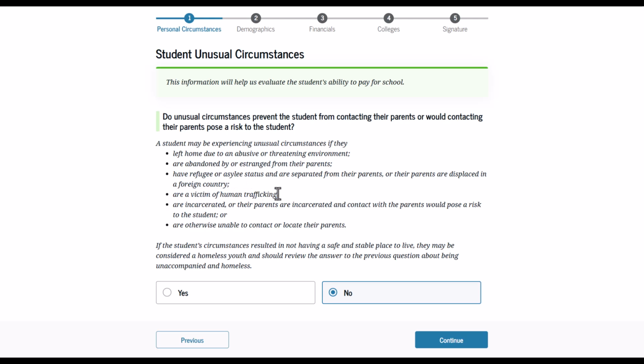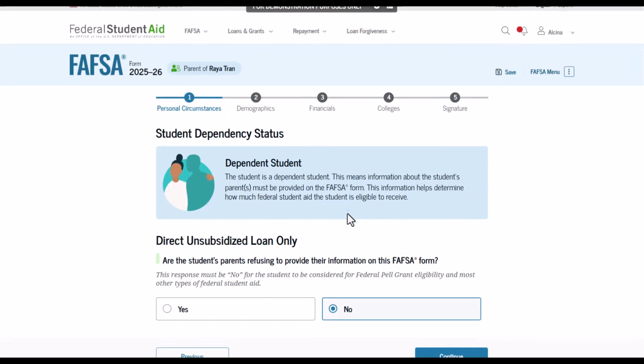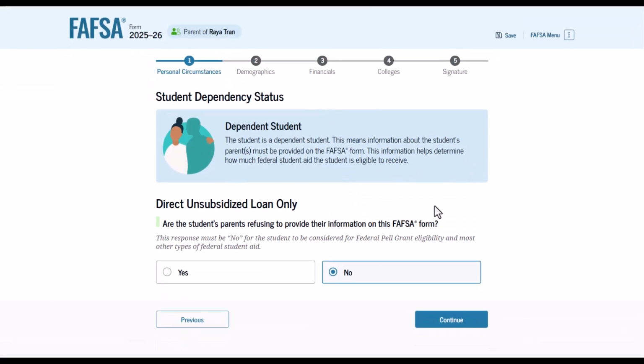They are a victim of human trafficking. Either themselves or their parents are incarcerated, and contacting them would pose a risk. And lastly, otherwise, they're just unable to contact or locate their parents. You, as the parent, are completing this form. So we're going to select no for this demonstration purpose and continue on. From here, it's going to bring you to a page that says, okay, the student is in fact a dependent student, and you, the parent, who is filling out this form, must provide parental information on the FAFSA.